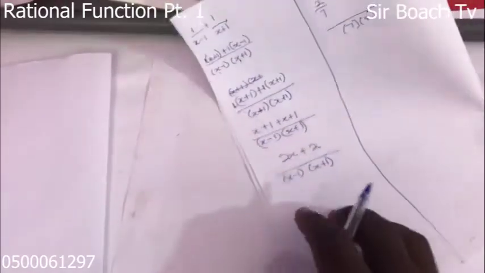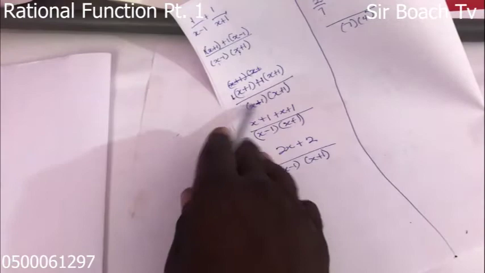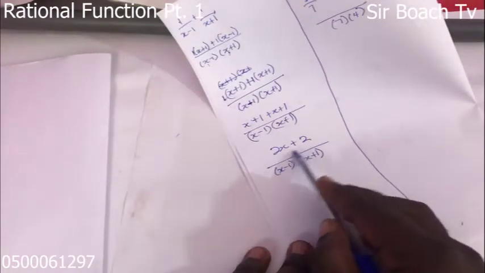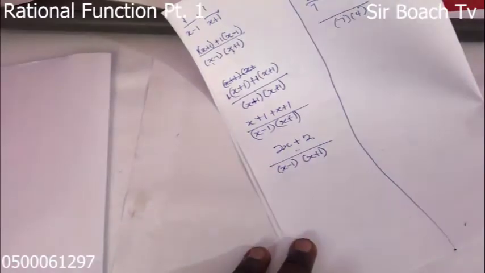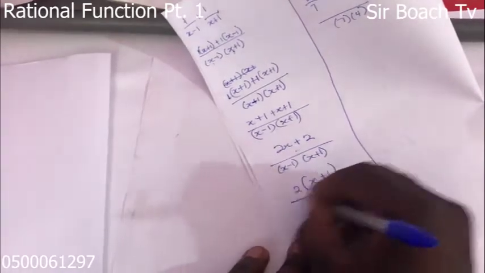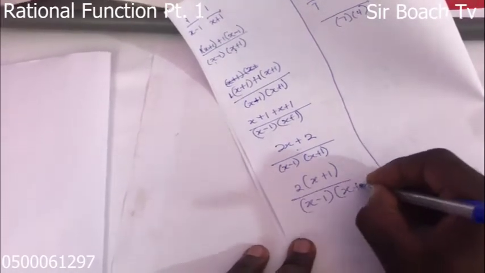Are we good? I did not want to cut everything. I want to go step by step so that we understand it clearly. That's why from here I went back to start again. So now after we have this, the top one, we can factorize the 2 out from the numerator. So if we bring 2 out, it will leave us with x plus 1 over here, all over x minus 1 and also x plus 1.